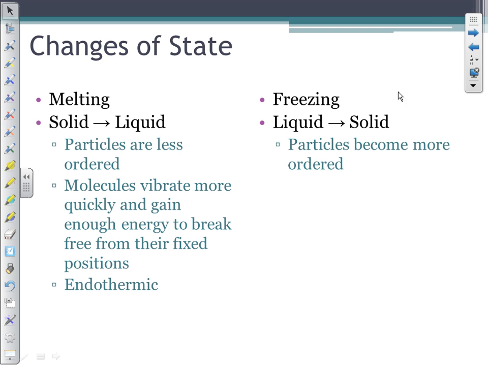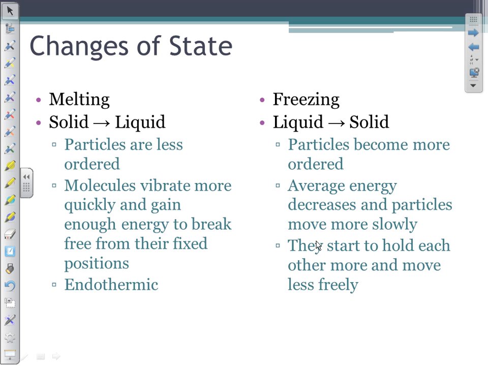So, particles become more ordered. The average energy decreases and the particles move more slowly. That allows those particles to attract each other more, and it becomes more ordered. Remember we said that solids have that nice orderly arrangement of particles, right? A nice regular pattern. In order for that to happen, energy has to decrease, attractions have to increase. They start to attract each other more or hold on to each other more, and they move less freely. So we're decreasing movement, we're increasing attraction.